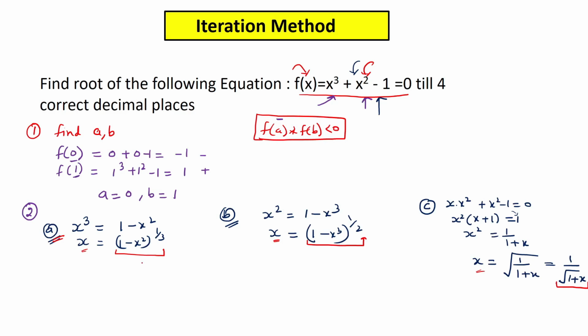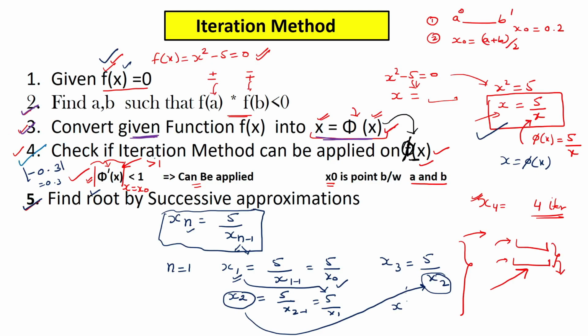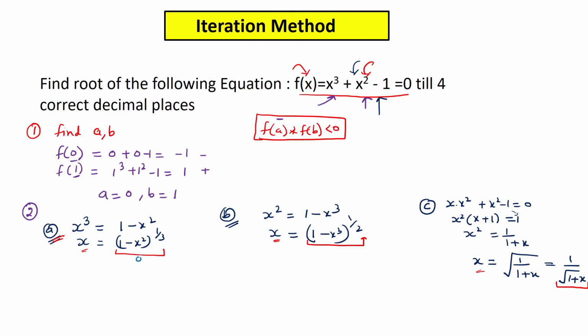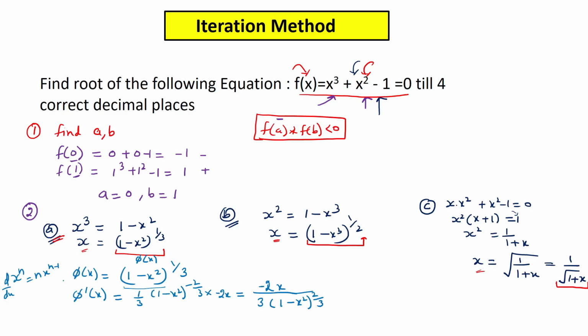Now what is the next step? The next step is that we have to check whether our iteration method can be applied on the given phi x or not. And for that we have to differentiate this phi of x. So here this is my phi of x. First let's differentiate it. This phi x is of the form x to the power n, and if I differentiate this, I get n x to the power n minus 1. In the same way, after differentiating this phi of x, I got this answer.